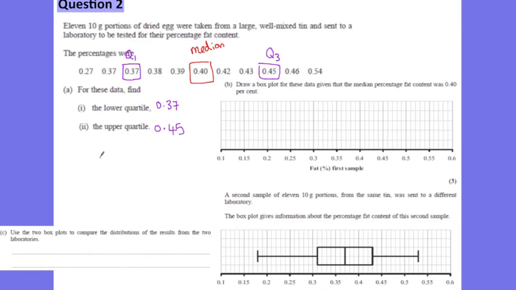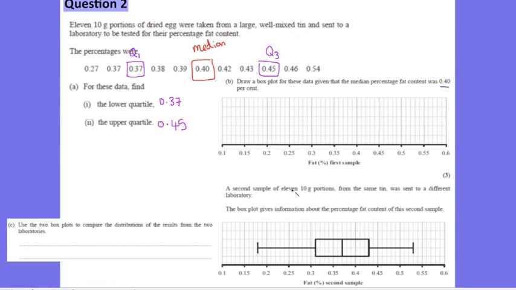We're then asked to draw a box plot for these data given that the median percentage fat content was 0.4. We've worked that out already when we were working out the quartiles. So, using a box plot, we can see later in the question that there's one being drawn for us. So we're going to use approximately the same size lengths that have been used in the next box plot below. So our minimum value, the smallest value here we have, is 0.27. So looking here, we've got 0.2, 0.25, 0.27 is 2 along. So drawing our minimum line for the first line of the box plot.